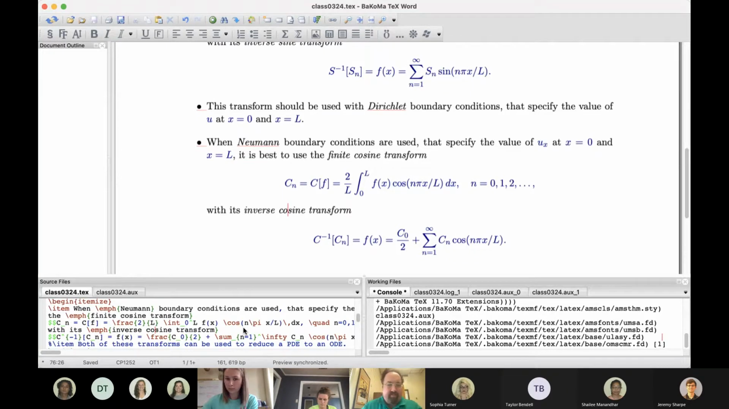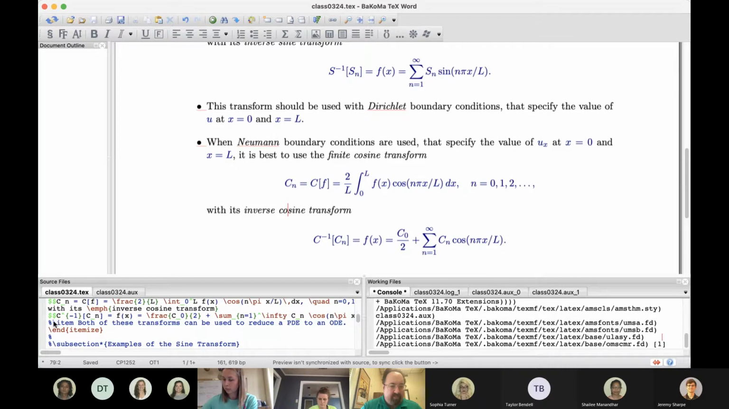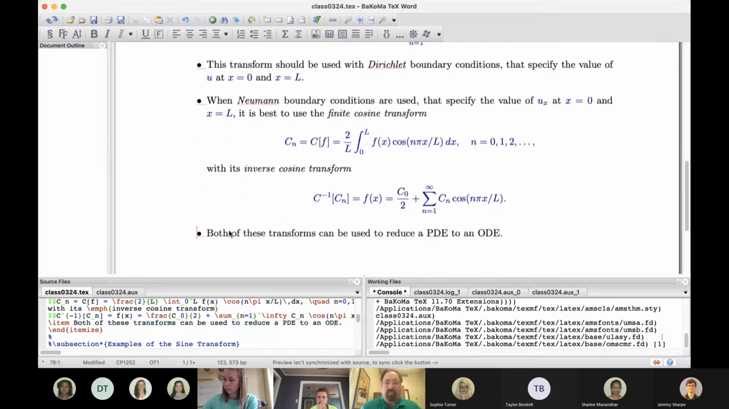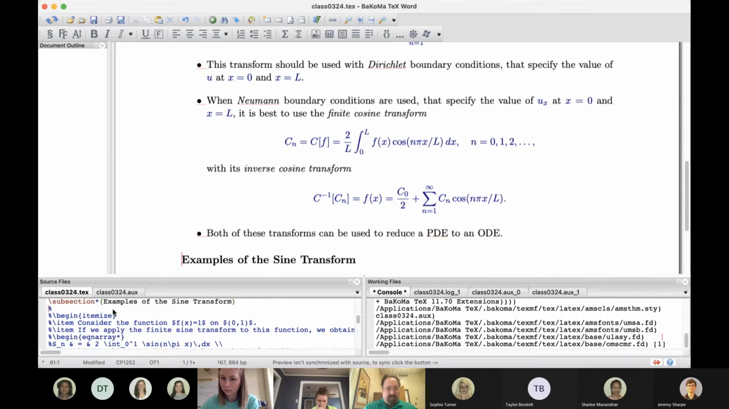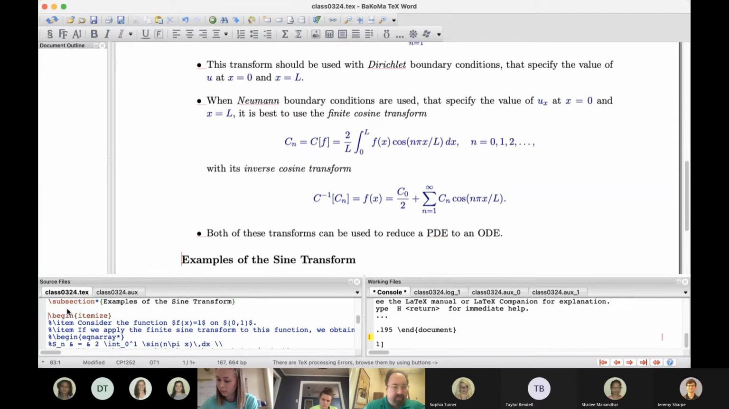The usefulness of both of these transforms is to reduce a PDE to an ODE in the time variable. So what I'll do is show you an example to illustrate the use of these transforms.